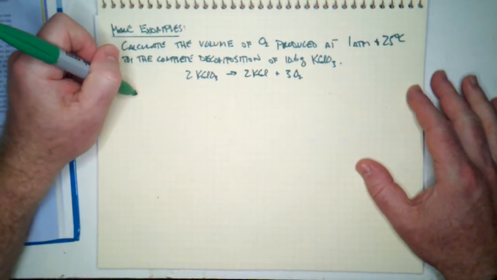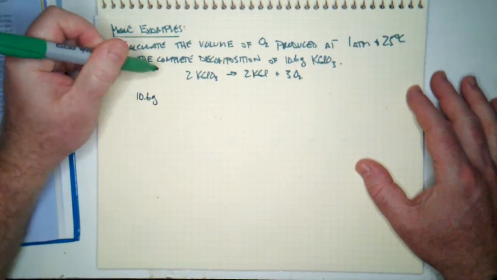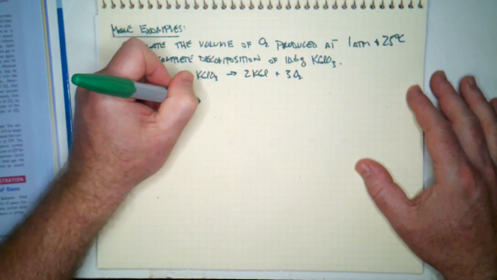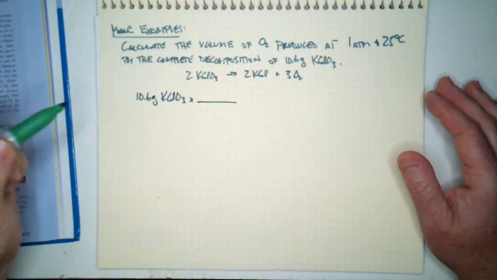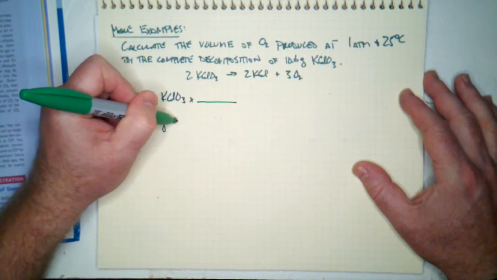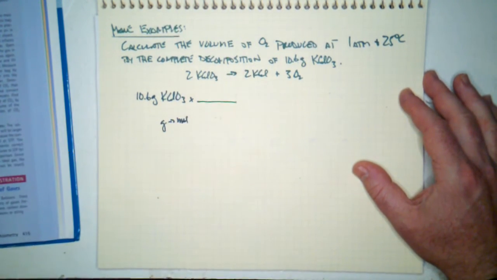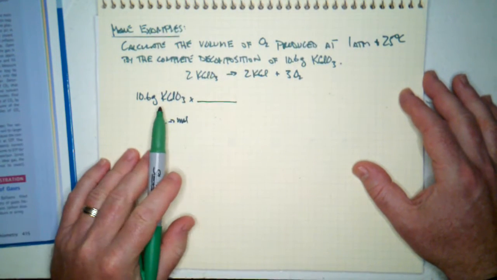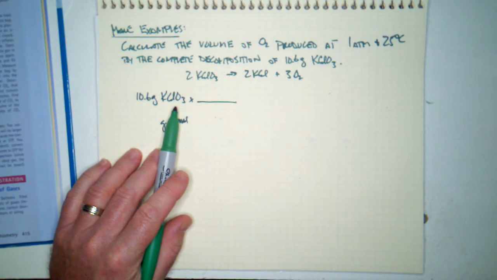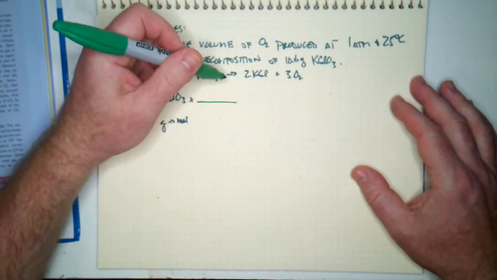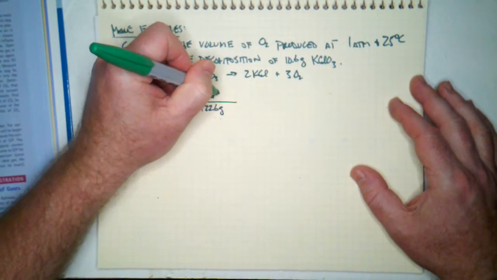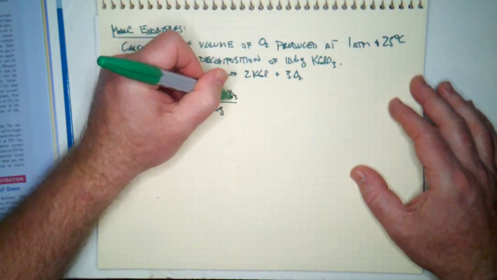So we start with 10.6 grams of KClO3, potassium chlorate. Now, we're doing stoichiometry problems. If you got grams, you got to change grams to moles. So there's always this grams to moles step. And that's what we're doing here. And so we get the molar mass: potassium, chlorine, and 3 oxygens, add them all up. It comes to 122.6 grams per mole of KClO3.